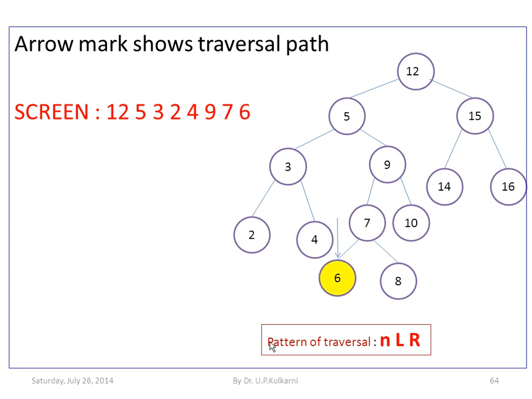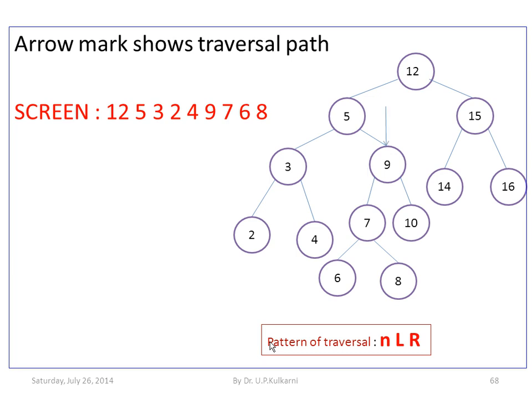N is over for this node, right? L is also over because it is empty. R is also over, it is empty, so move back. For this, N and L are over, move to the right. N, L, R, node 8 is printed, so go back. For this node 7, NLR is over, so go back.